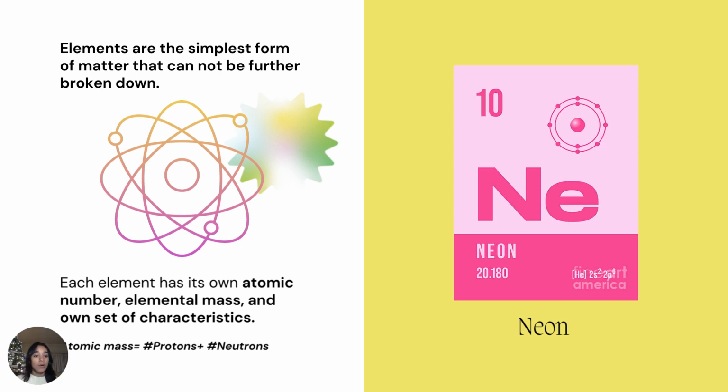An example of an element and how it looks on the periodic table is going to be right here. We have neon. Again, this is how it looks on the periodic table. We have its abbreviation, Ne, its elemental name, which is neon, the atomic mass on the very bottom, which is 20.180 grams per mole, and its atomic number, which is 10, and that's the placement of it on the periodic table.